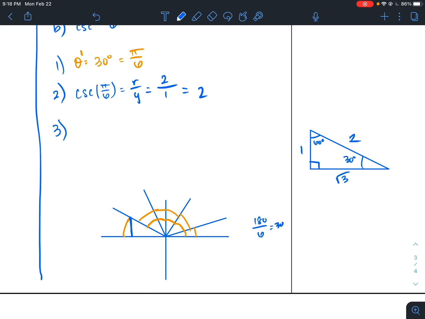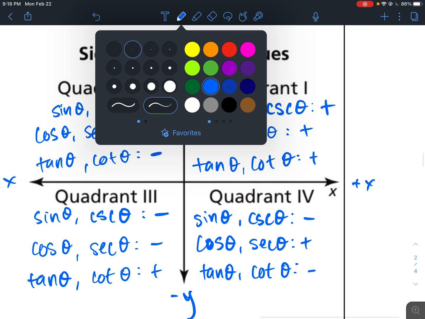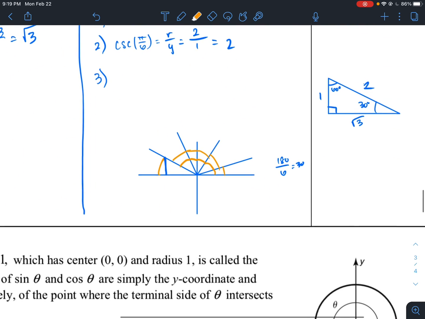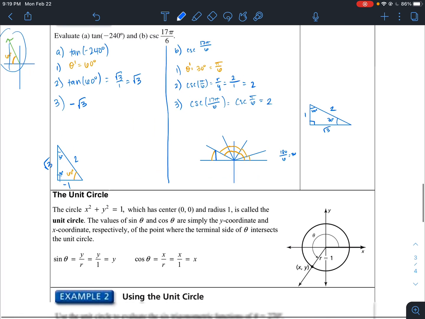Third is to, so we're in quadrant 2. So let's identify the sign. Cosecant right here in quadrant 2 is always positive. So in this case, it just stays as 2. So cosecant of 17 pi over 6, which is the same thing as the cosecant of pi over 6, is equal to 2. Okay, and there you go.